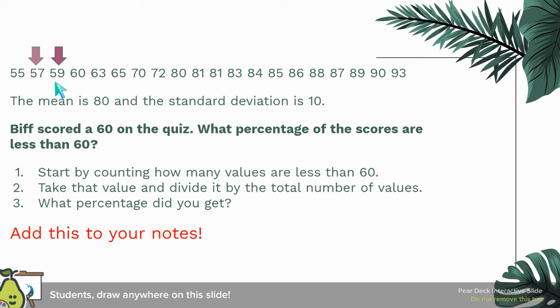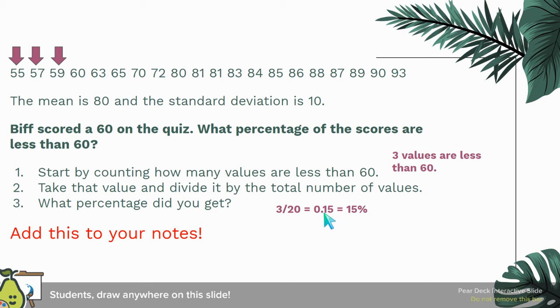1, 2, 3. 3 values are less than 60. Now take that value, which is 3, and divide it by the total number of values. How many values do we have in total in our set of data? Well, we have 20 values total in our data, and there are 3 values that are less than 60. When we divide them, we get 0.15.